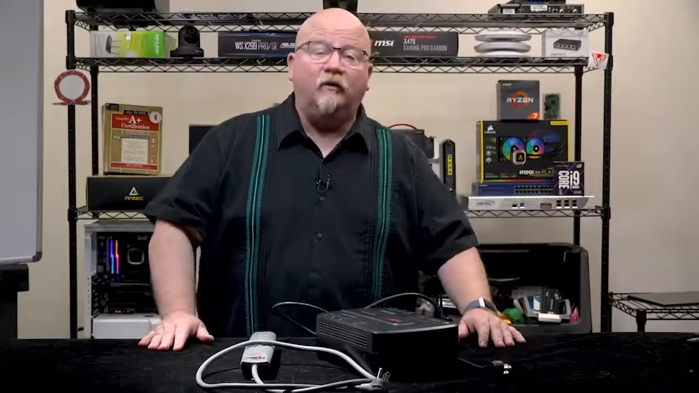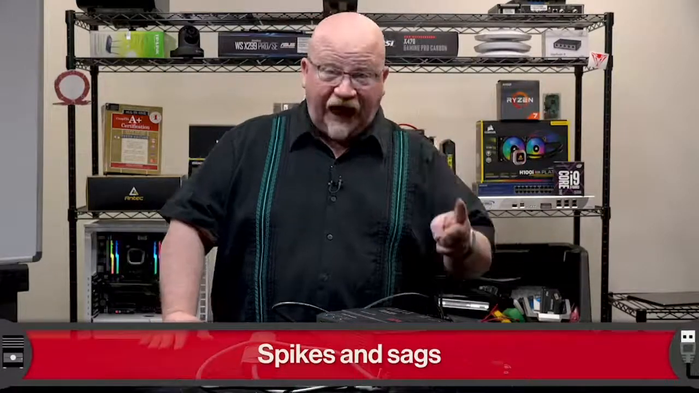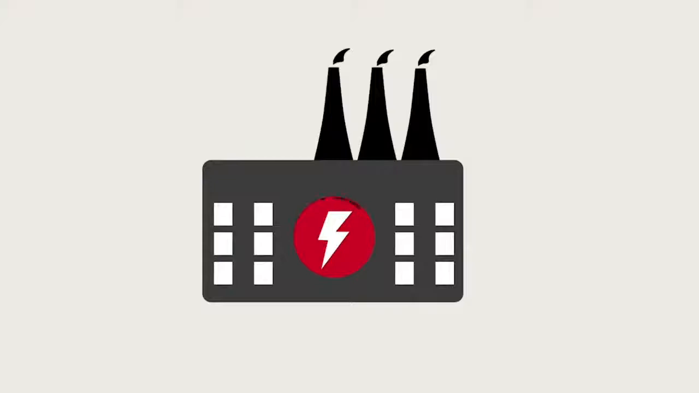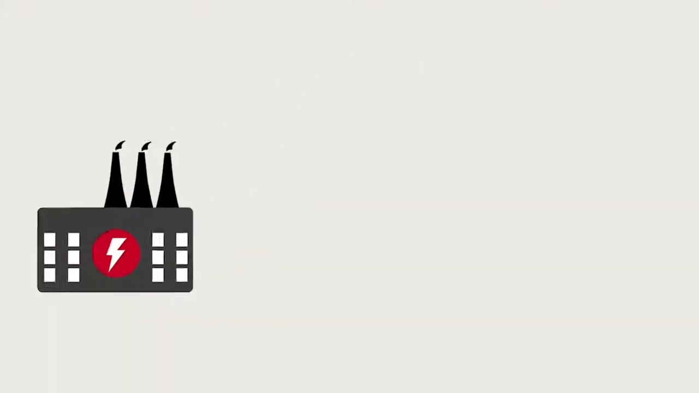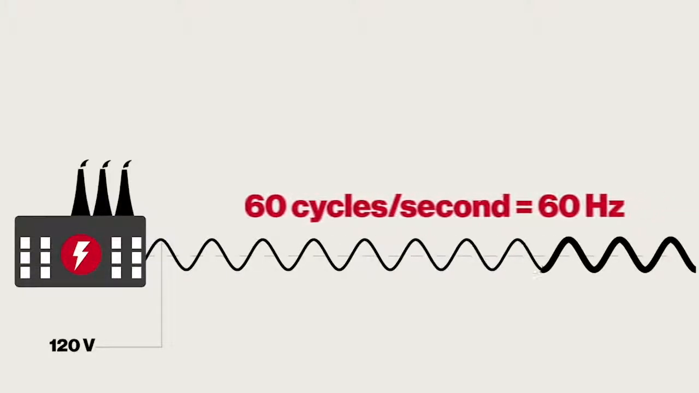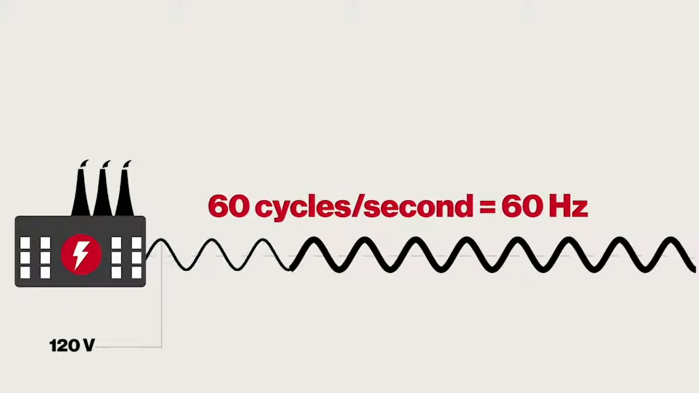And that comes from what we call spikes and sags. If you look at the power over time that's coming from the power company, in a perfect world, what it generates is this beautiful sine wave. So 60 times a second, it goes from one point, makes a peak, makes a valley, and then comes back to the 0 point. So that is 1 hertz. So 60 times a second here in the States, that's what takes place.